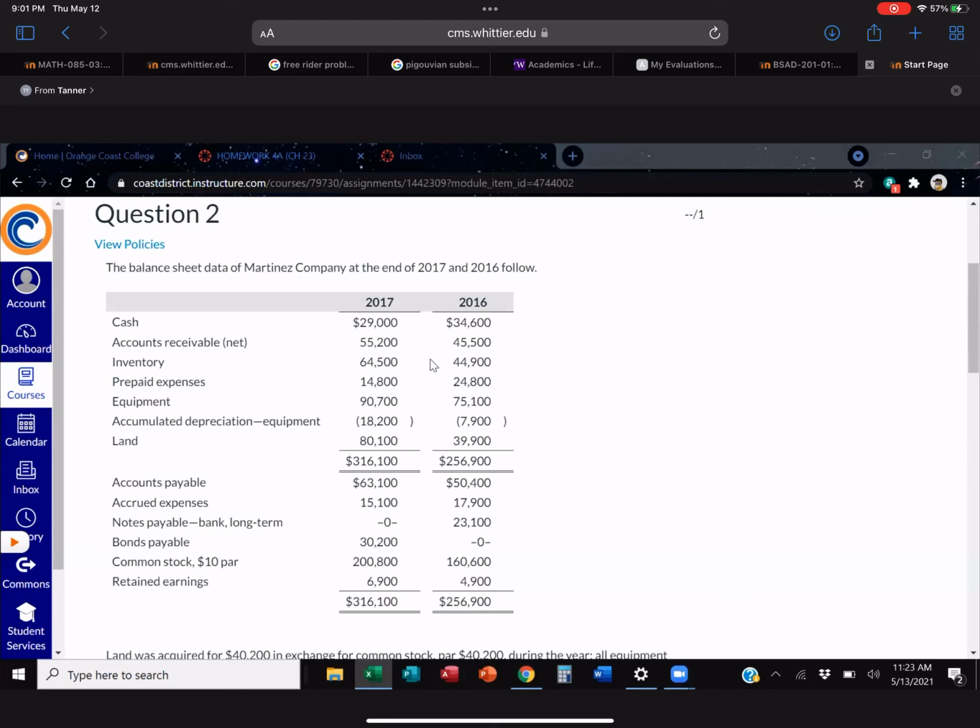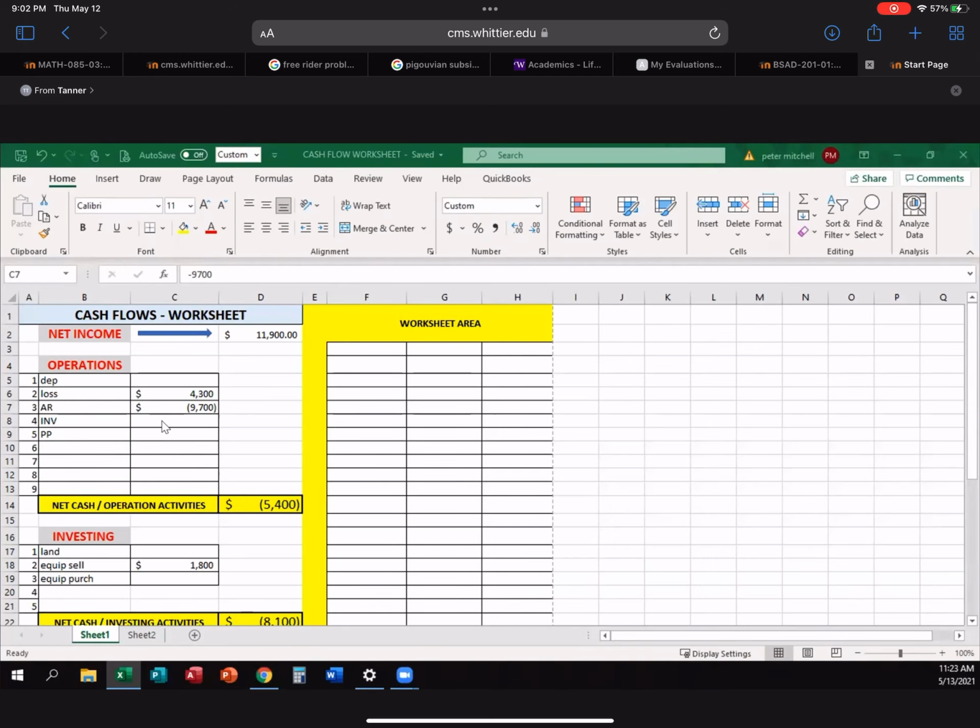All right, next. We have inventory now that has gone up from 16 to 17. It's gone up by 19,600. Gone up means we purchased more of it, meaning minus cash, because we purchased more, right? See, it's pretty logical. So over on inventory, we're minusing 19,600. That's the difference of the 2 years.